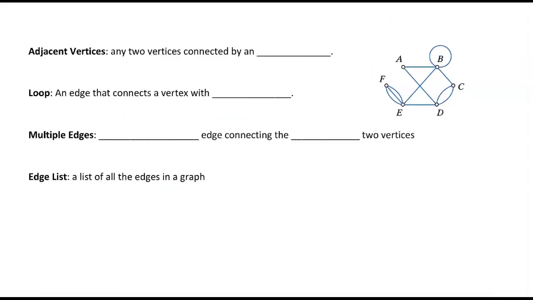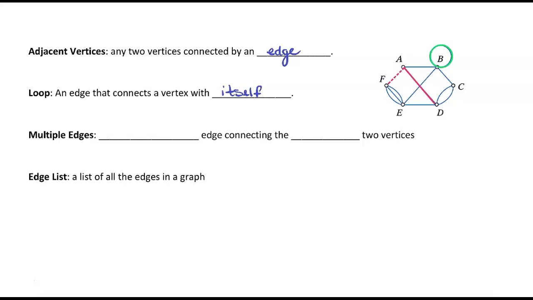Next, let's define adjacent vertices. Adjacent vertices are any two vertices that are connected by an edge. For example, A and D are adjacent vertices because they're connected by an edge, but A and F are not adjacent vertices because they are not connected by an edge. A loop is an edge that connects a vertex with itself. On this graph, we have a loop at vertex B.